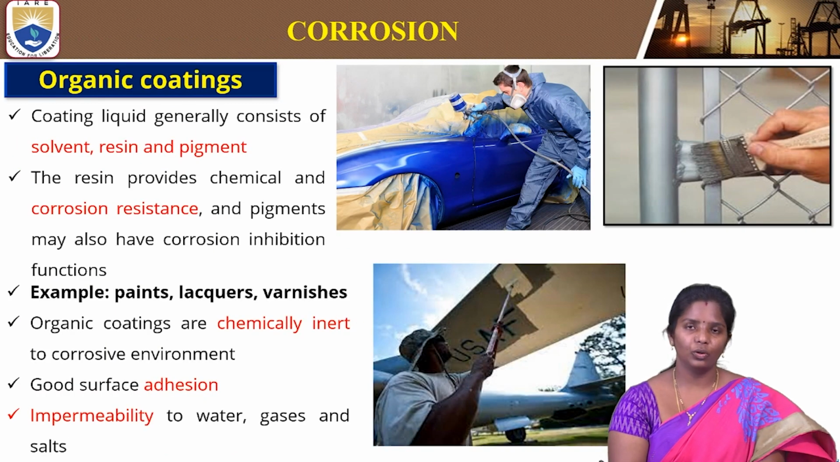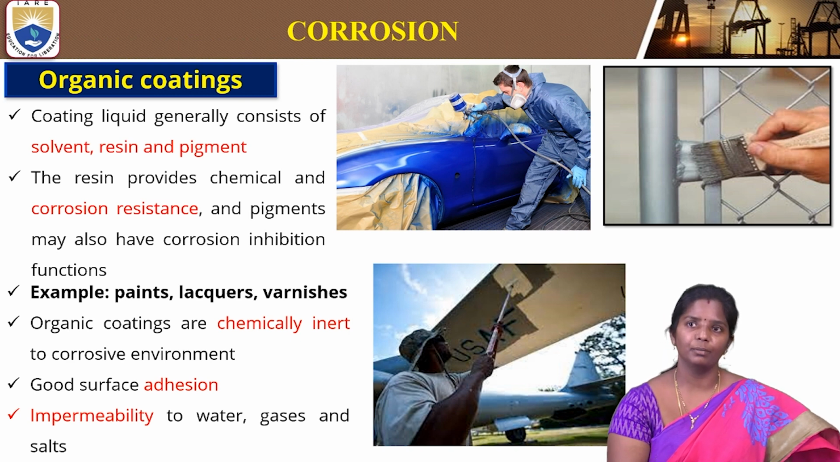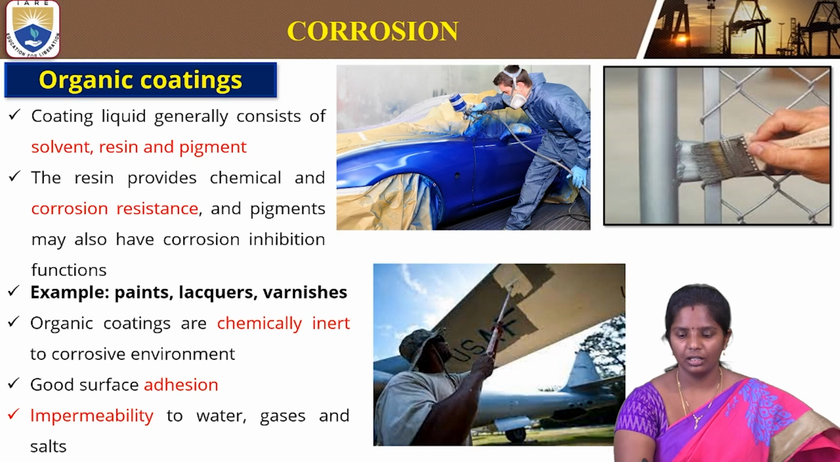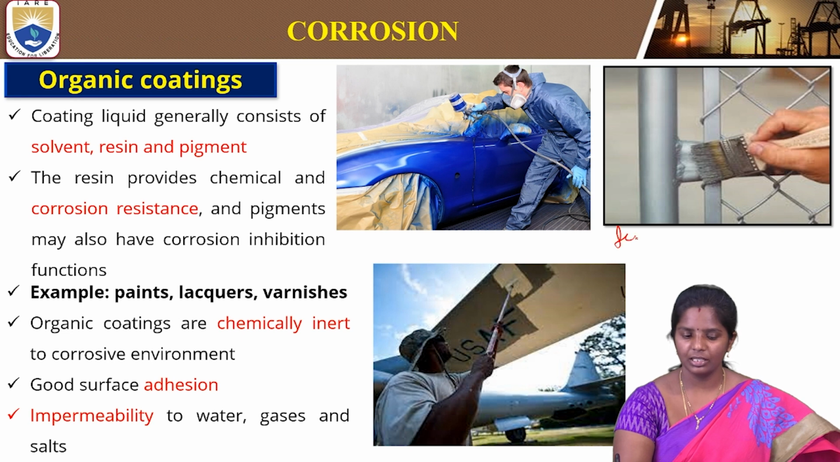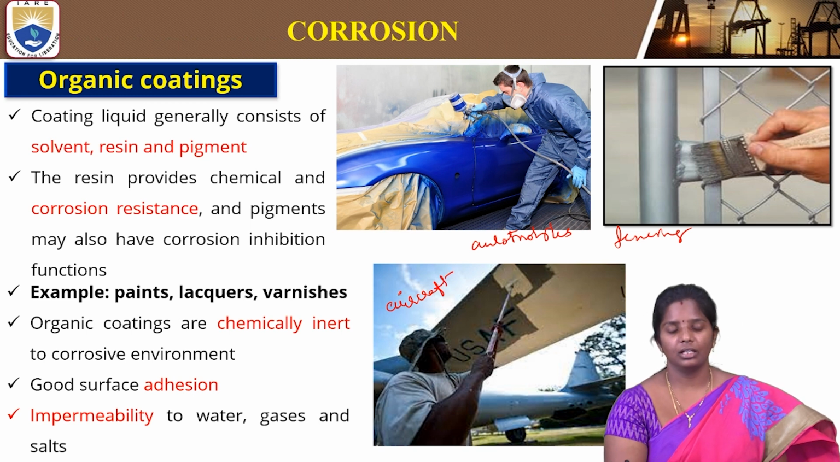Then there are the organic coatings. Organic coatings are nothing but a barrier between the atmosphere and the base metal. So if we see automobiles, aircrafts or fencing, these are some of the applications. Cars or aircrafts that are being painted. So organic coatings are paints that are used.